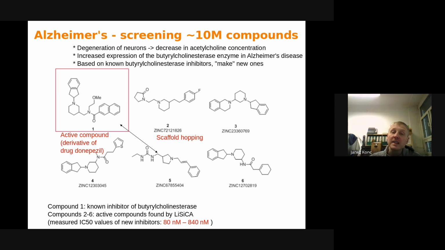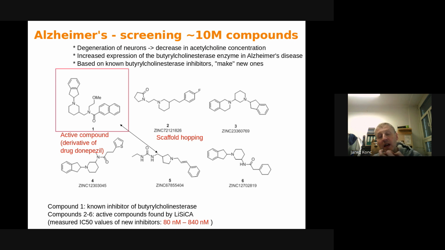and we used this ligand-based approach to design new inhibitors of this enzyme. We used an active compound, a derivative of the drug donepezil, as a reference compound, and then we scanned the ZINC database of several million compounds, and we found a couple of molecules that are similar to our active compound, and tested them, and they were really active against this butyrylcholinesterase.